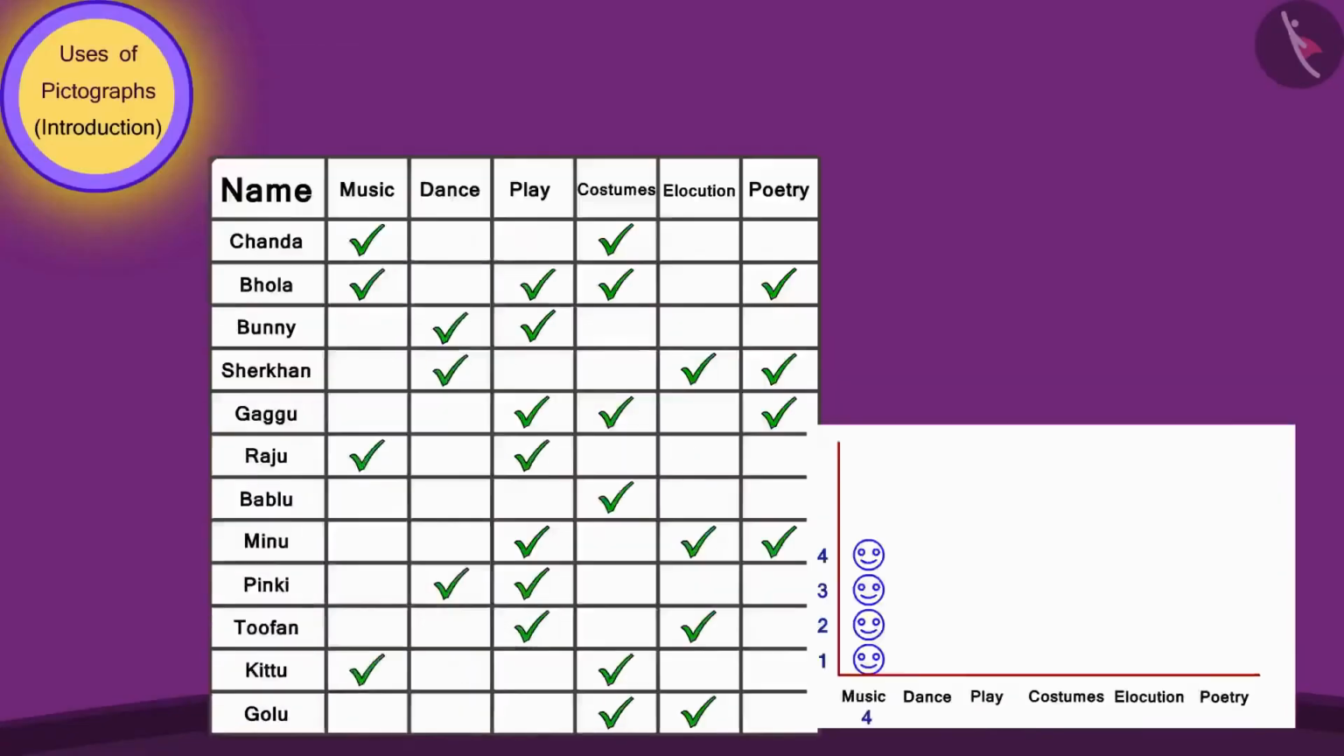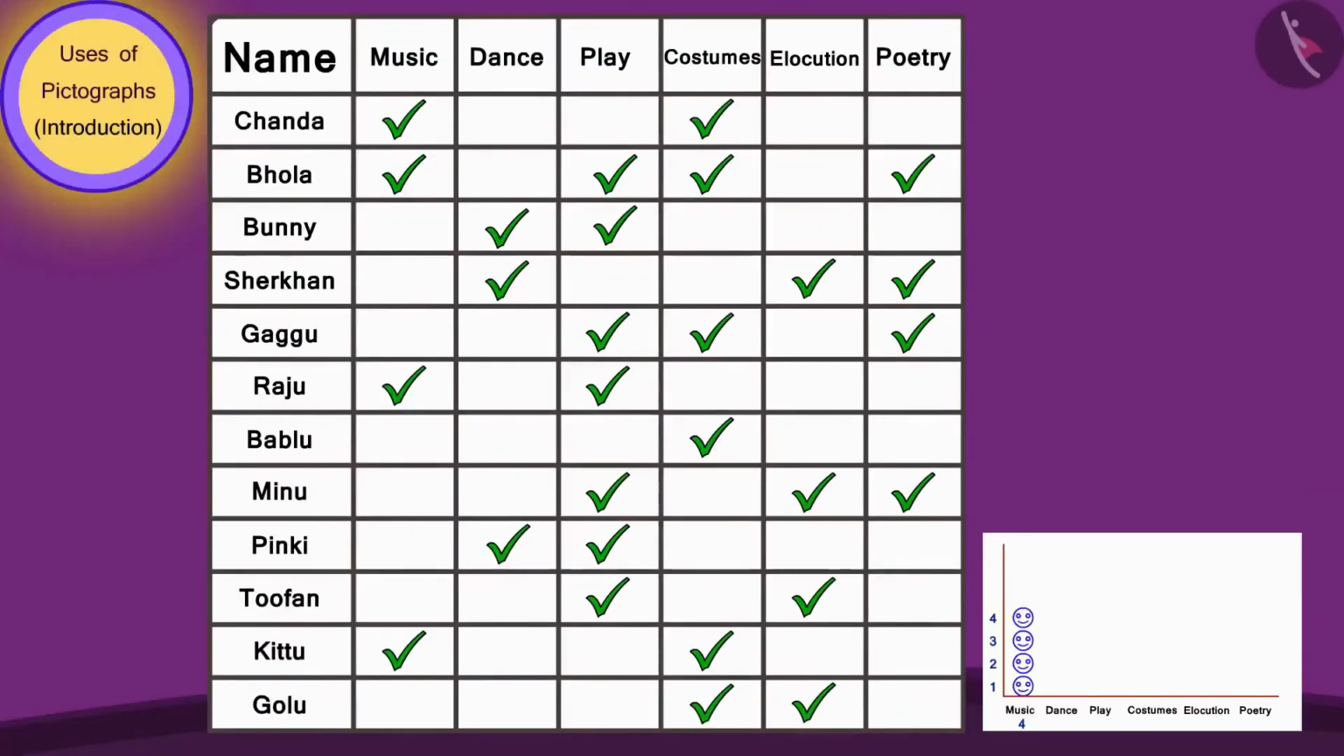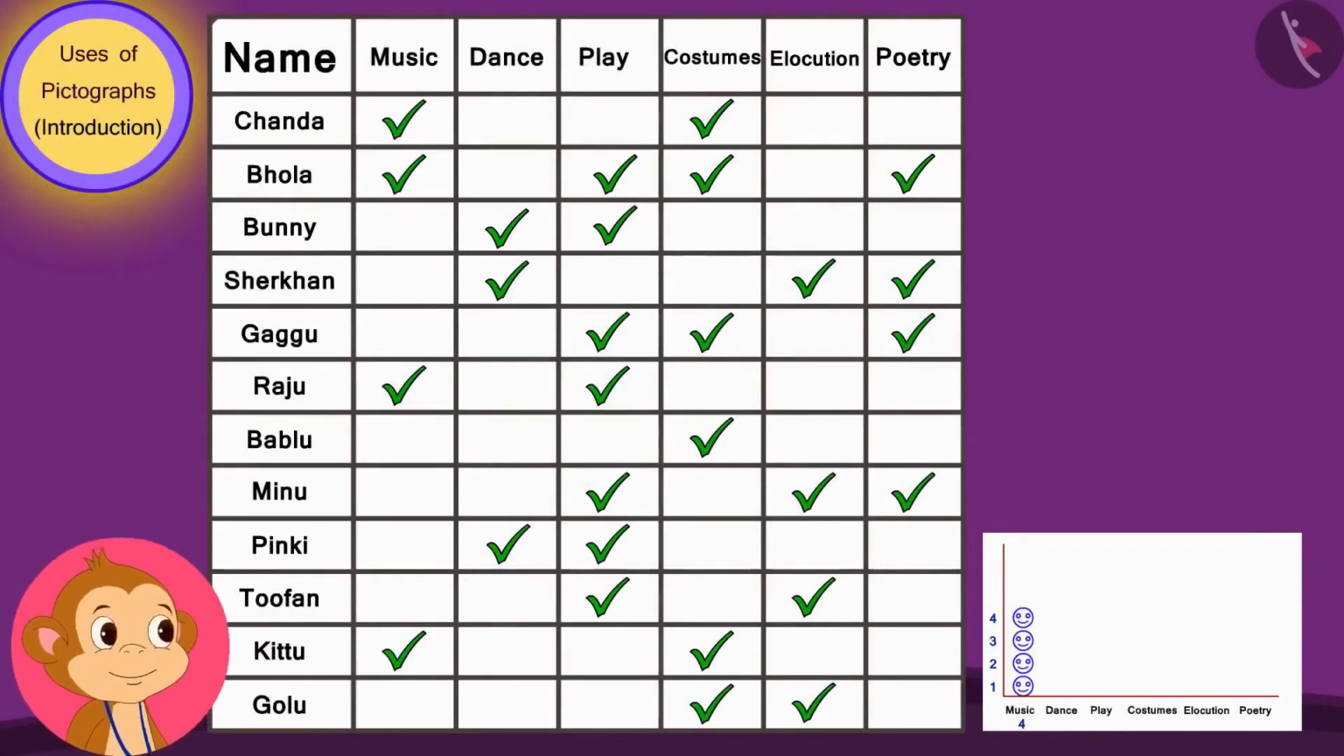Now, see in your table and tell me how many faces should I make about the dance program? Babban looked at his table and immediately said, 3 faces.